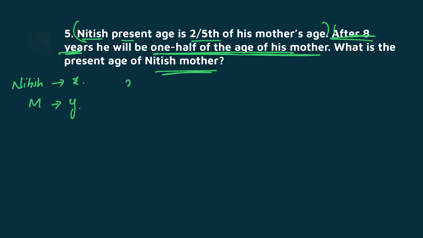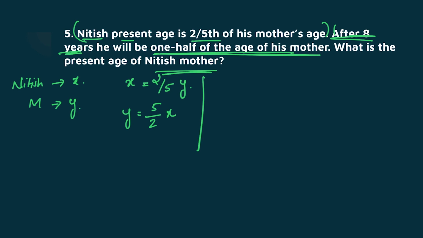So the present age of Nitish is equal to 2/5 of his mother's age. His mother's age is y. So from this equation you can get the value of y. y is equal to 5/2 into x.